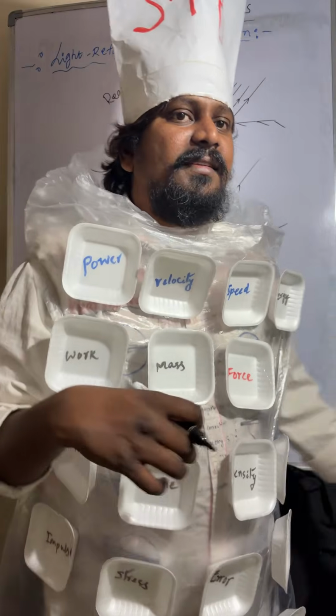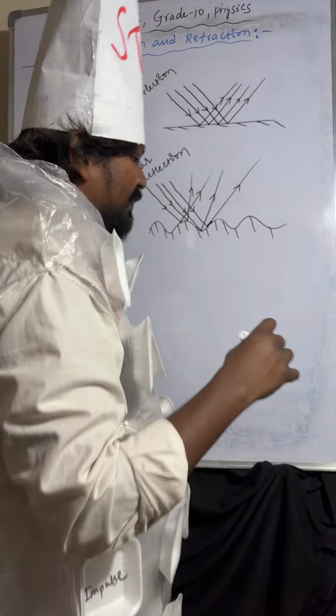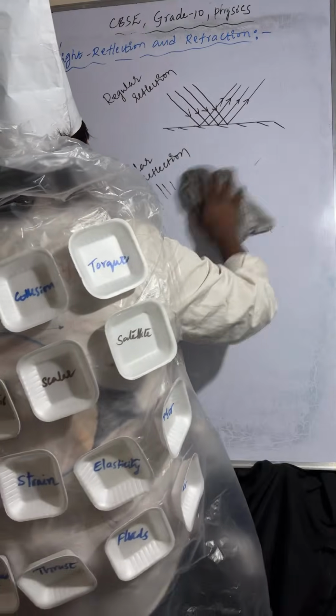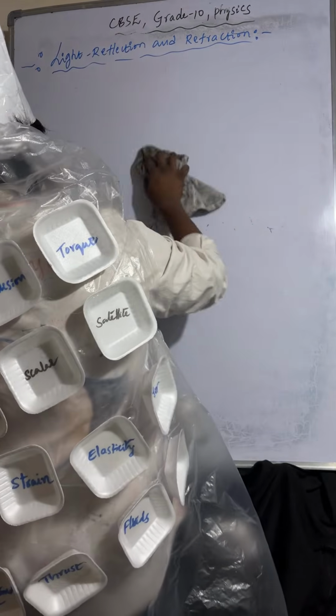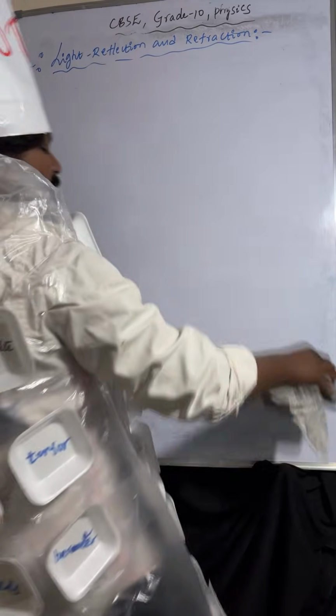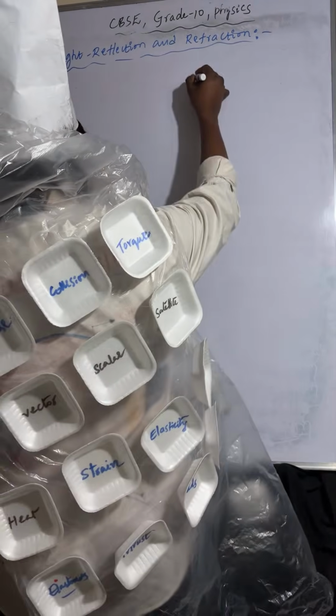Regular reflection and irregular reflection. Now we will discuss object and image.